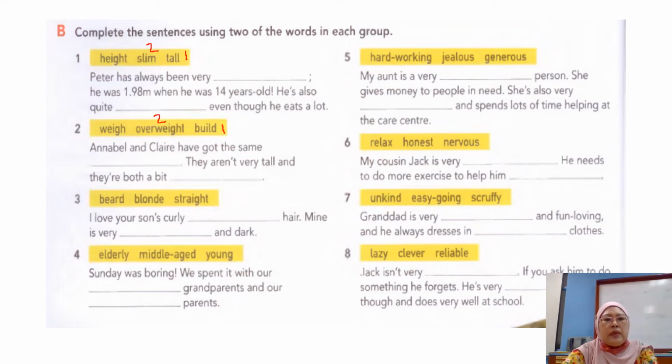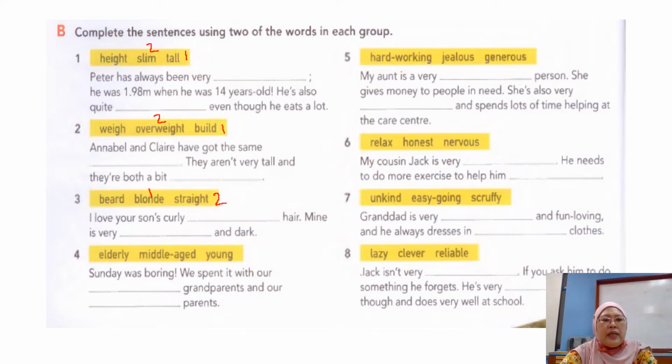Number 3, we have the word beard, blonde, and straight. I love your son's curly. Curly means kerinting, curly white hair. Mine is very white and dark. So you cannot say curly straight hair. Straight means lurus, curly means kerinting. So curly blonde hair, I put here as number 1. Mine is very straight and dark.